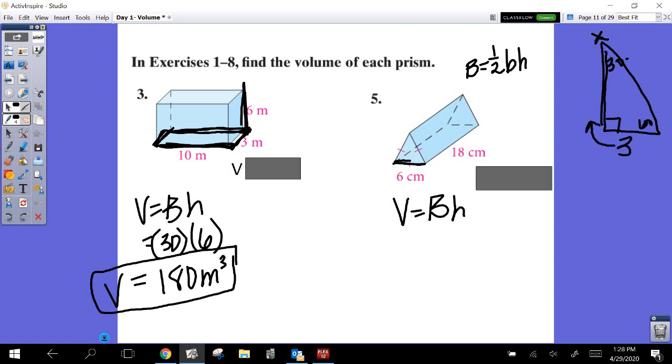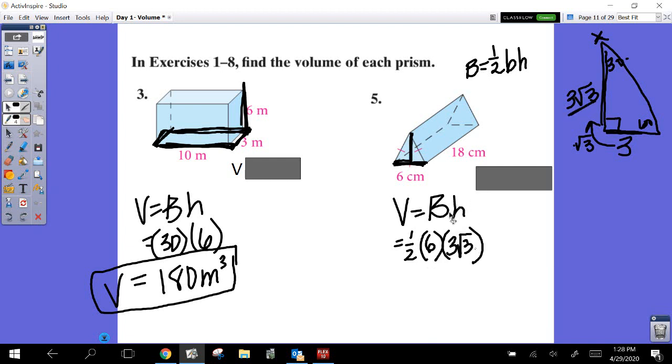How do I find the long leg? 3 square roots of 3. Because we times by the square root of 3. It's not going away, y'all. So I still got to find big B. So my big B is going to be 1/2. What's the base of my triangle? It's not 3, that's only half of it. The base of my triangle is 6. What's the height of my triangle? We said 3 square roots of 3.